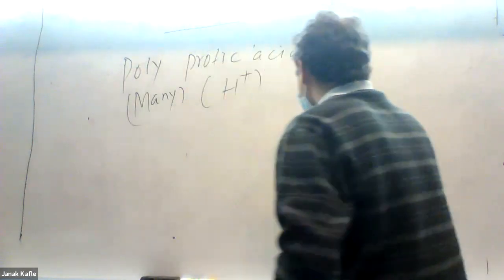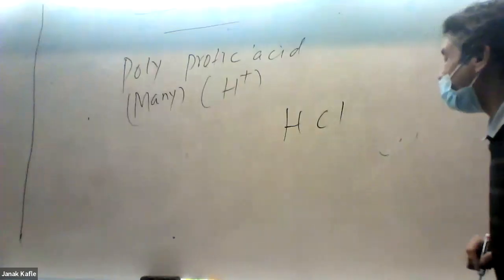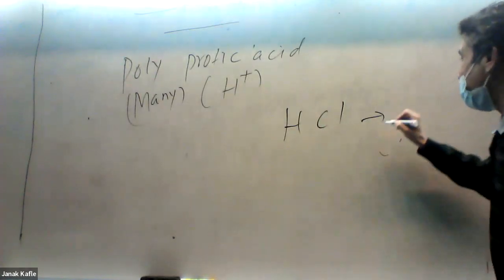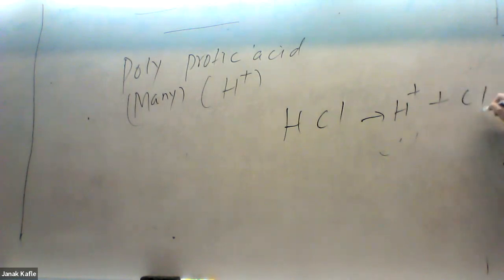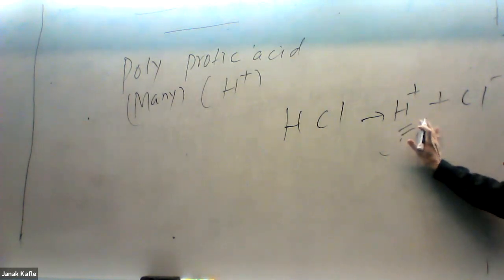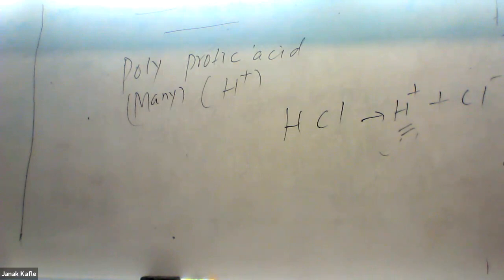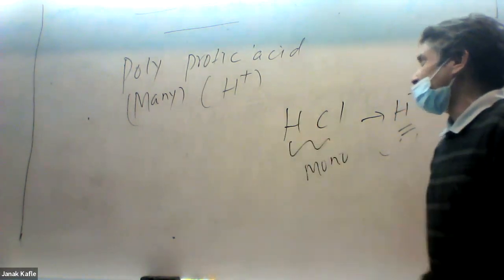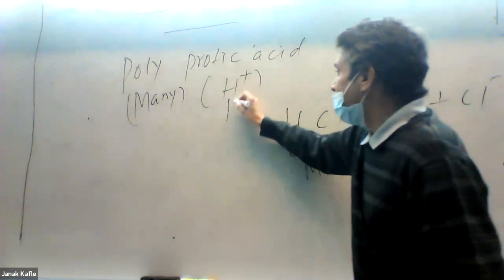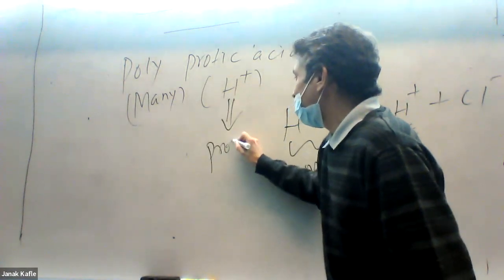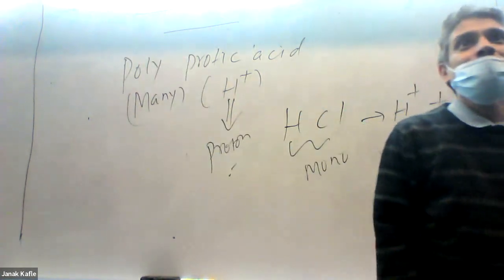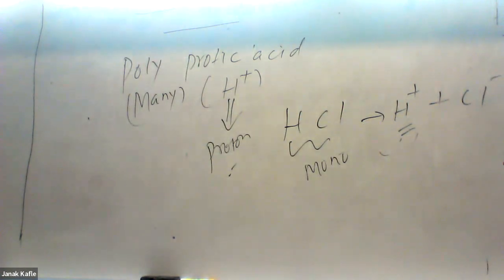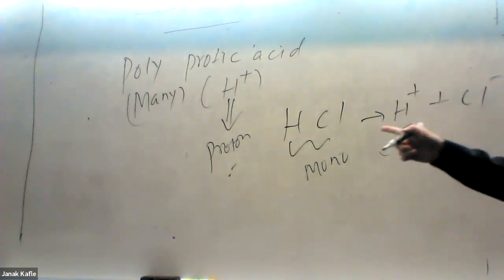Now let's look here, HCl. If you throw this in water, it has one H, so it gives us one H plus and one Cl minus. So this is not a polyprotic acid, it's a monoprotic acid, only one. Mono means one proton. H plus is called a proton. Sometimes H plus is called proton. Everybody got that? So HCl is a monoprotic acid.